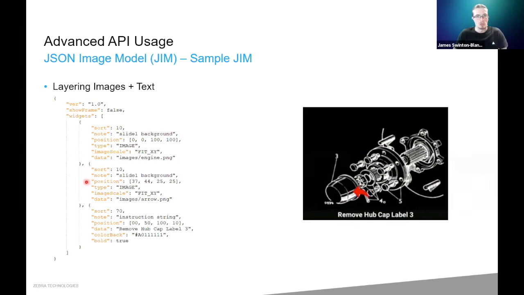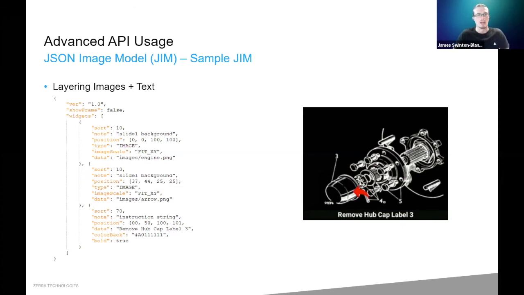My position is also very specific. So I've given it an X value of 37, Y value of 44, and I've said 25 and 25% should be the size of that. So you can see you can get very specific and create fairly complex screens using a JSON image model with relative ease. You could continue to add objects inside this array to make this screen more complicated if you needed to.